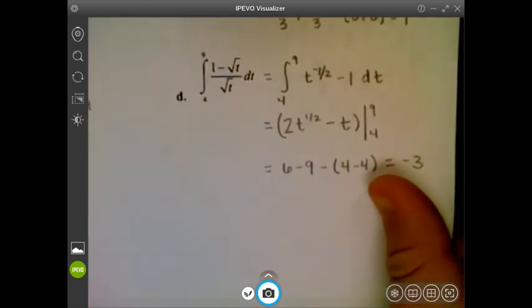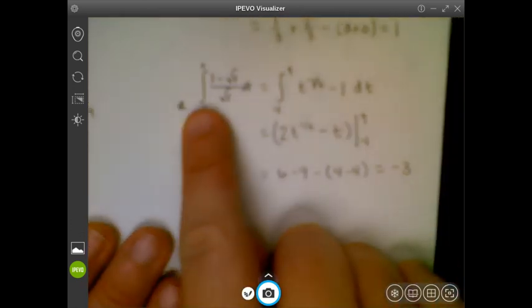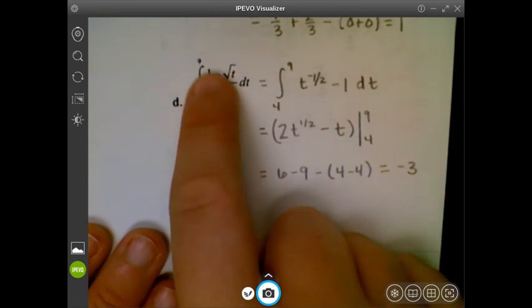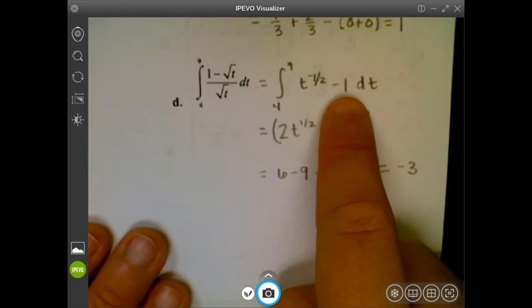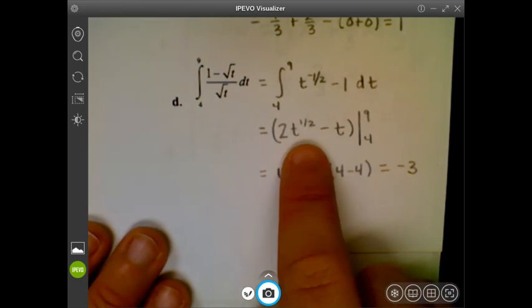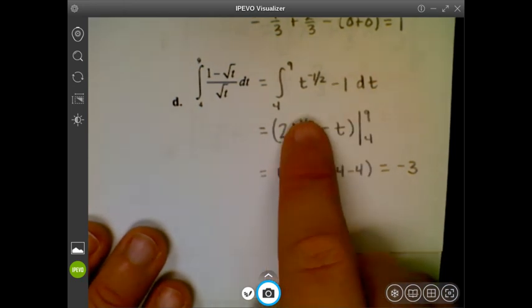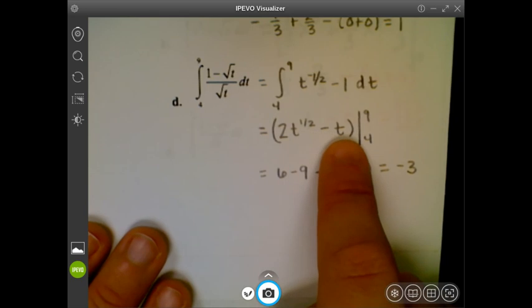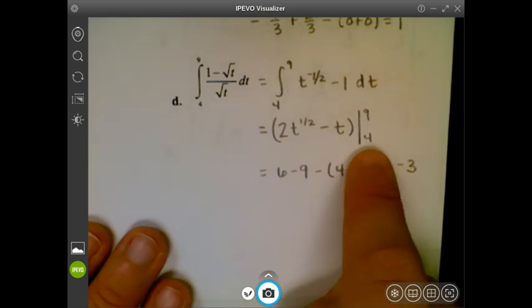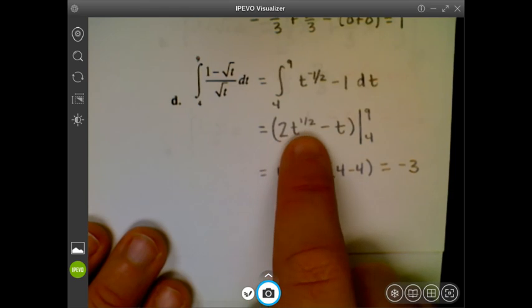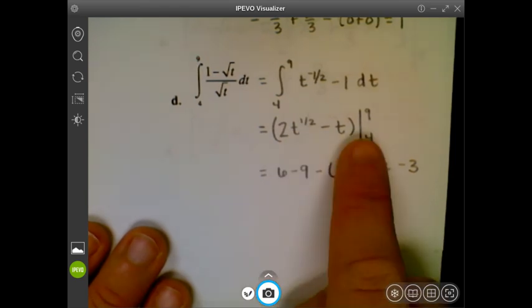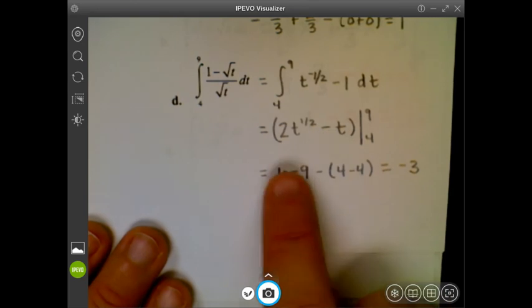All right, so here's what I have for part D. So I split this into 2 sections here. So t to the negative 1/2, and then that actually was just a minus 1. So my integral is 2t to the 1/2 minus t, and then evaluated from 9 to 4. So when I plug in 9, this is the square root of 9, which is 3. 3 times 2 is 6. And then plugging in another 9 here, so 6 minus 9 is that first piece.